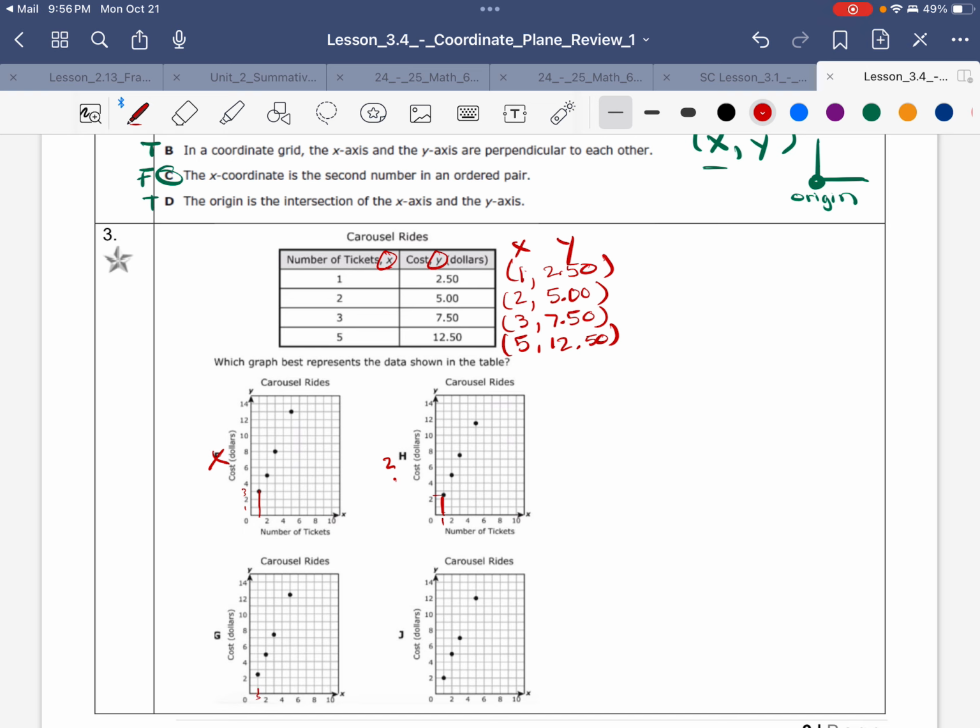This is 1, goes up. Oh, that is also $2.50. That's potential. And this is 1, and this is at 2, so this is out. So both of those are out. Now let's look at our second.